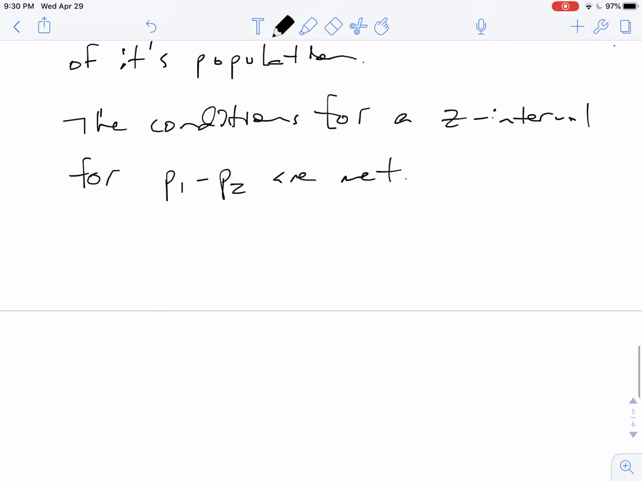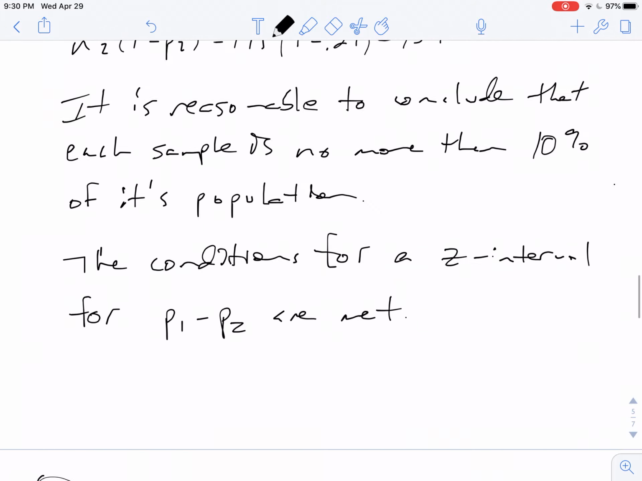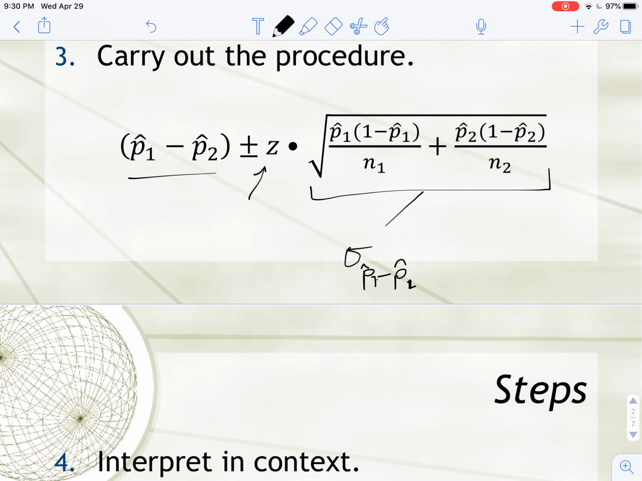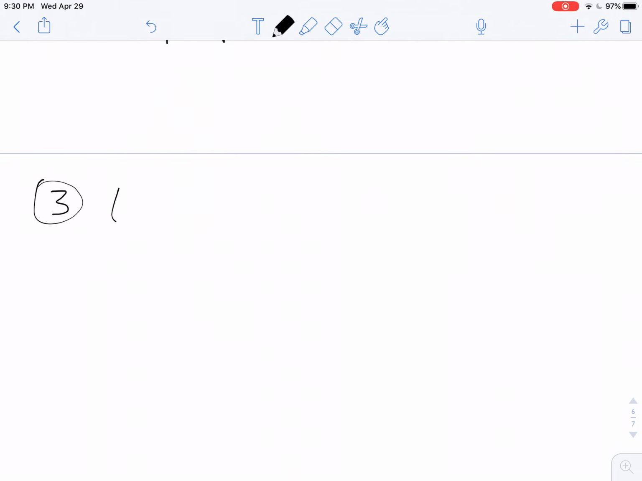Okay, so now I'm on to step 3. So step 3 now, I'm going to go ahead and use that formula that I have listed up here. So p hat 1 minus p hat 2 plus or minus critical z-score times my standard error. So I'll start plugging in the numbers for that. My difference in my sample proportions, 0.58 minus 0.21. And now it's going to be plus or minus my critical z-score.